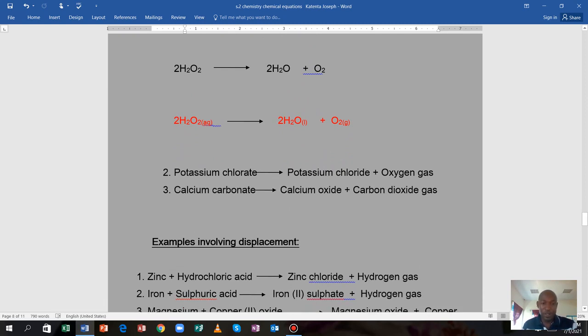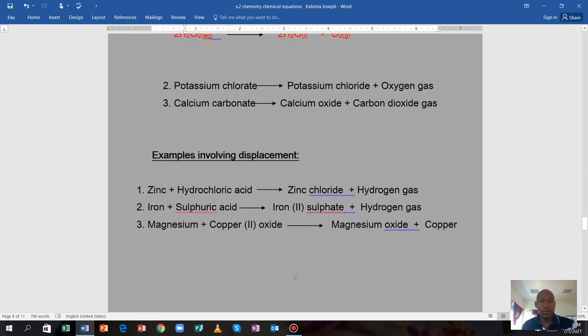Hydrogen peroxide is dissolved in water, it's aqueous. Water formed is a liquid, oxygen gas, gaseous. Please try out number 2 and number 3.